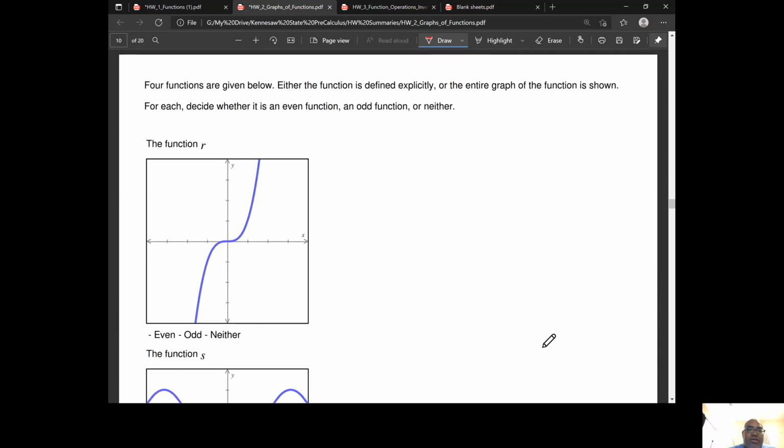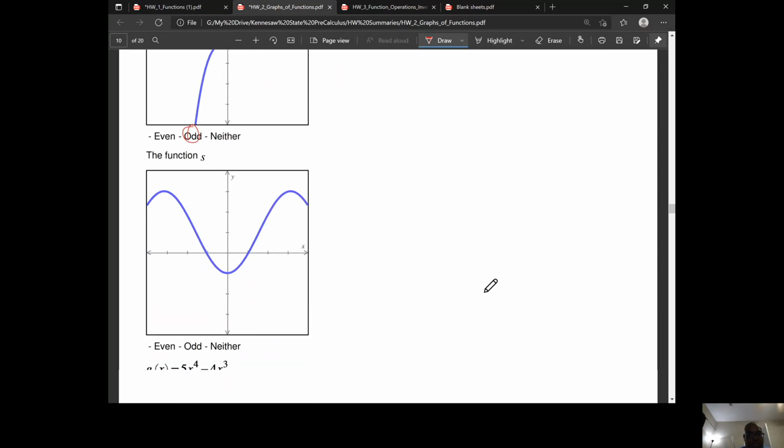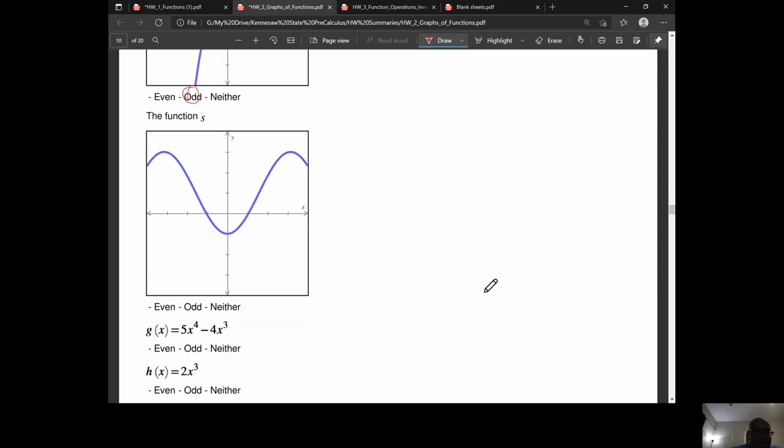16. For the 4 functions below, either the function is defined explicitly or the entire graph is shown. For each, decide whether it is even, odd, or neither. Okay, this function, I can rotate it and map onto itself. Odd. This function, I can reflect over the y-axis and it maps onto itself. Even.